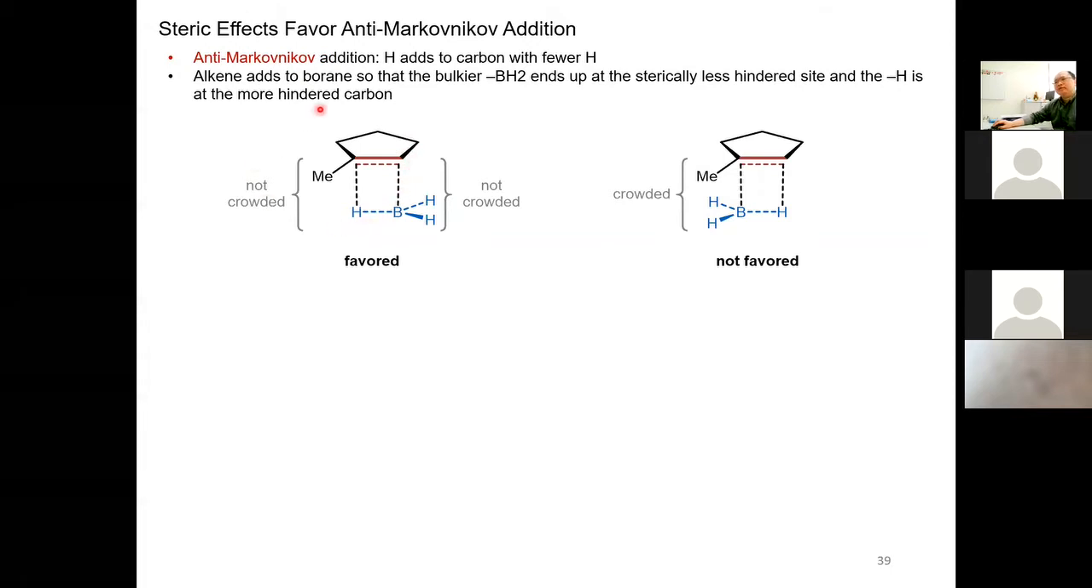So this results from the crowdedness of 2 intermediates, the comparison between them. On one side, you can see the Markovnikov addition would result in the BH2 motif quite close to the methyl one. But the other one is not crowded at all. So this one is much favored, which leads to the anti-Markovnikov addition product.